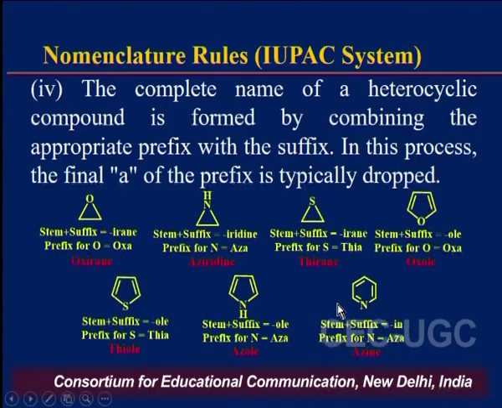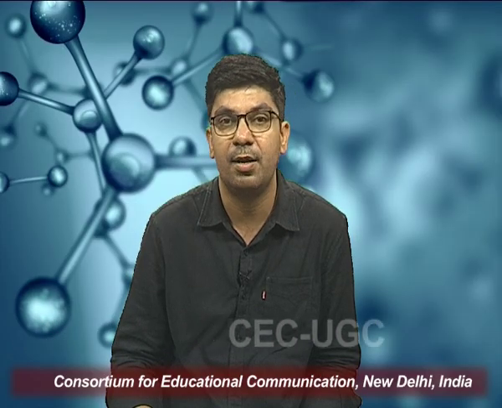You can take the example of pyridine. In IUPAC nomenclature, for a 6-member ring that is unsaturated and has nitrogen as the heteroatom, the suffix will be ine, and the prefix for nitrogen is aza, so we call it azine. In this way we can do the nomenclature of any heterocyclic compound.